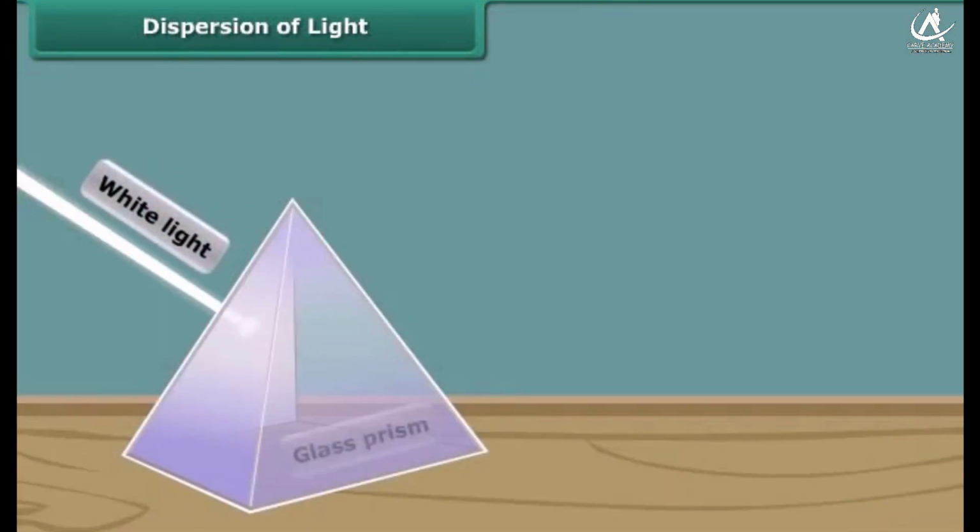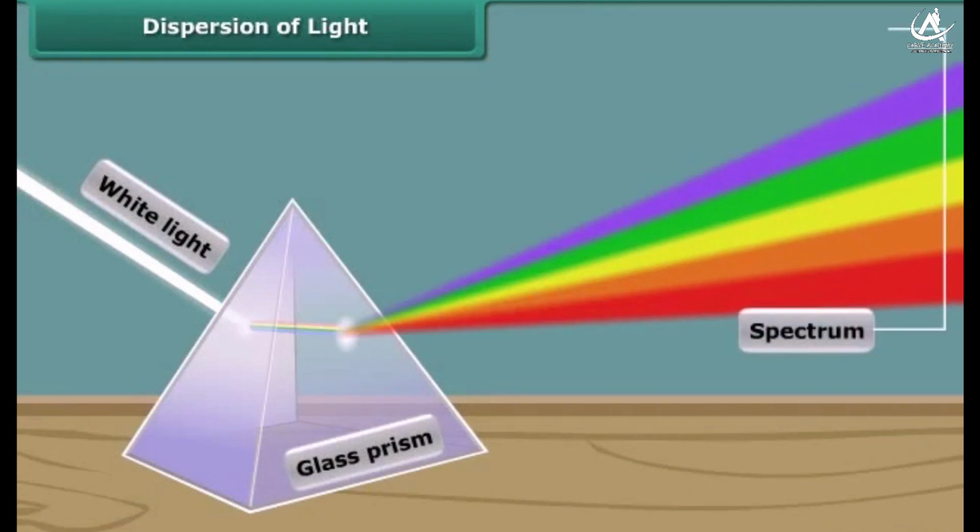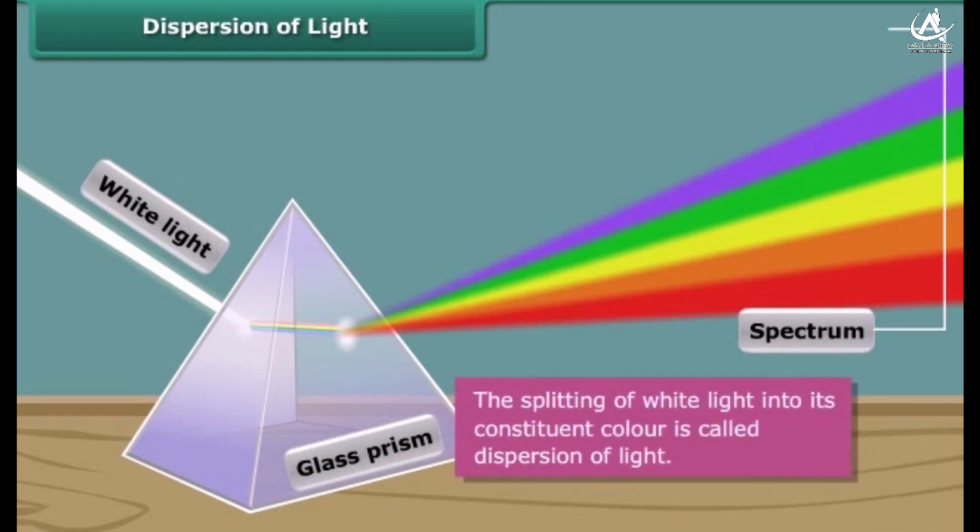When this light passes through glass prism, the light splits into 7 colors. It means that the beam of white light has split up into its constituent colors. Group of these colors represent the spectrum of white light. Therefore, this phenomenon of splitting of white light into its constituent colors is called the dispersion of light.